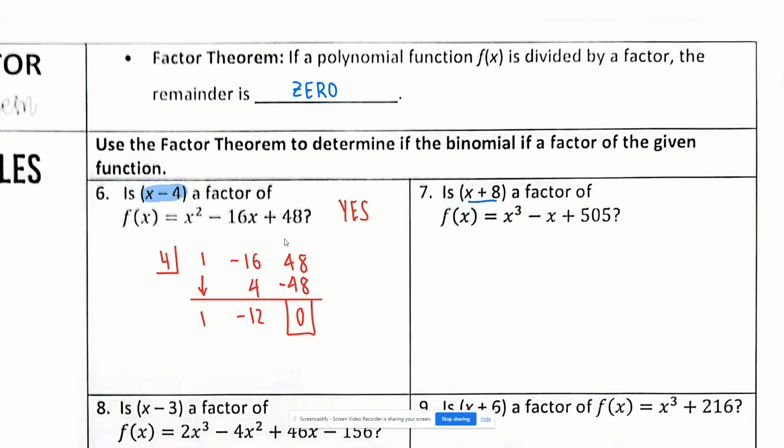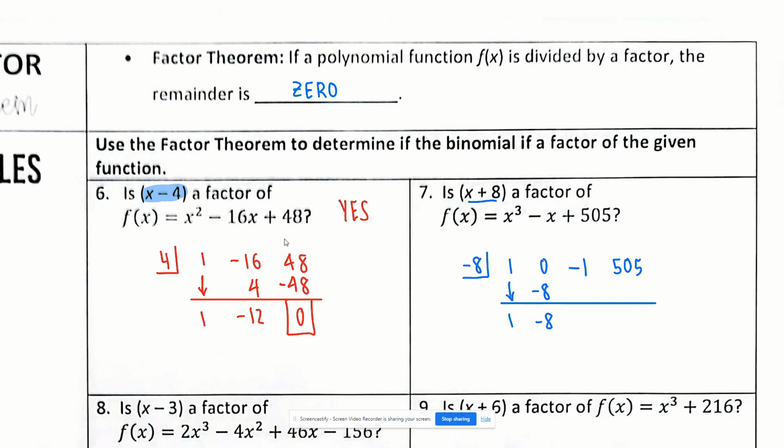So this one, x plus 8, I'm going to put negative 8 in the box. X cubed, my biggest exponent, so its coefficient is 1. There is no x squared, so 0. Then x, negative 1, all the way down to 505. So we're going to get some pretty big numbers here probably. Let's see. We bring down the 1. Negative 8 times 1, negative 8. 0 minus 8, negative 8.